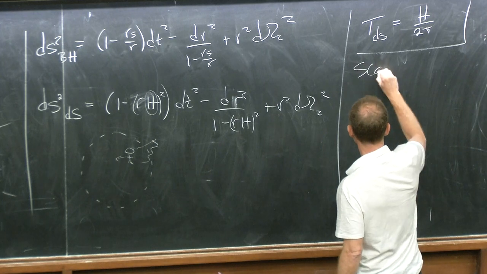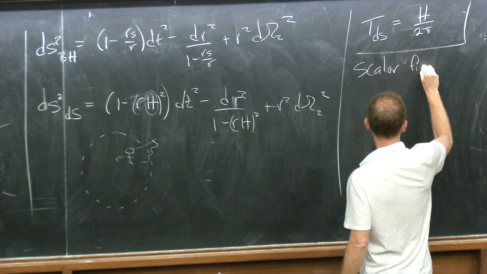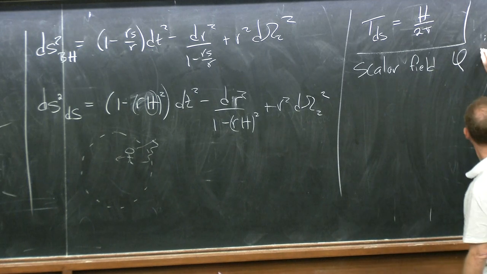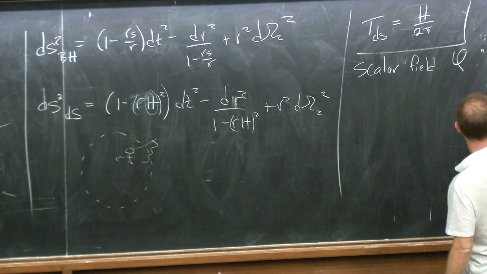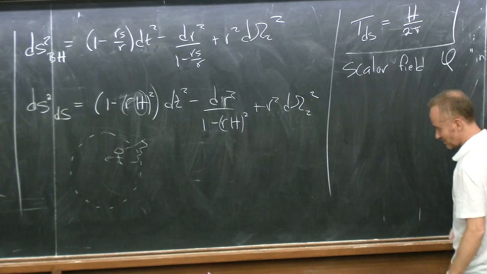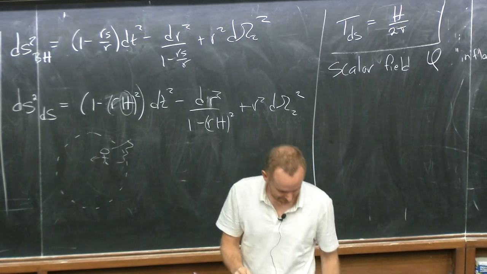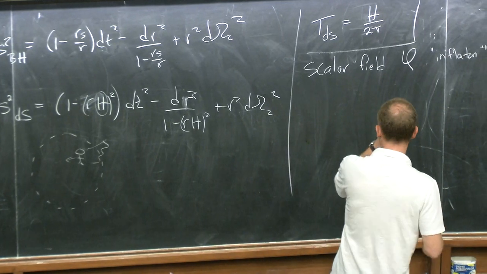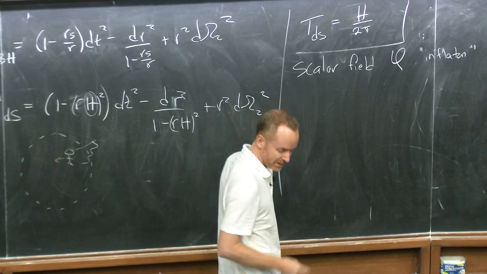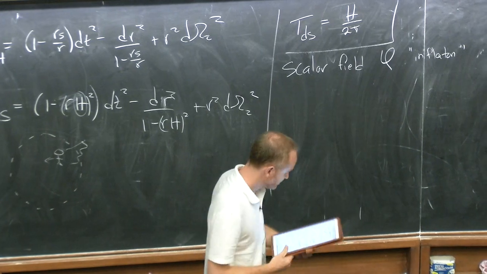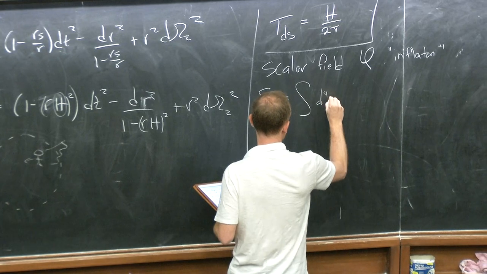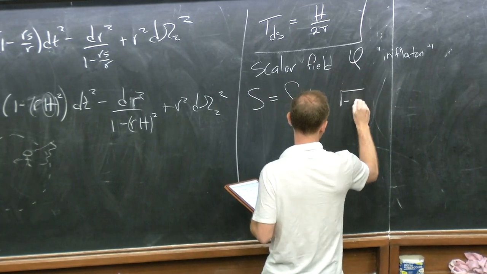It's a scalar field, phi. It's called the inflaton, because it's the field that causes inflation. And it's canonically coupled to gravity. So here I'm going to write an action, and I'm going to do some variations.